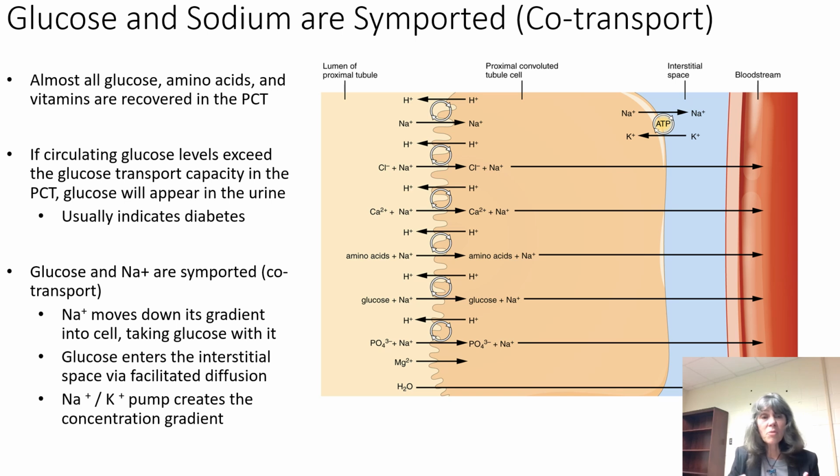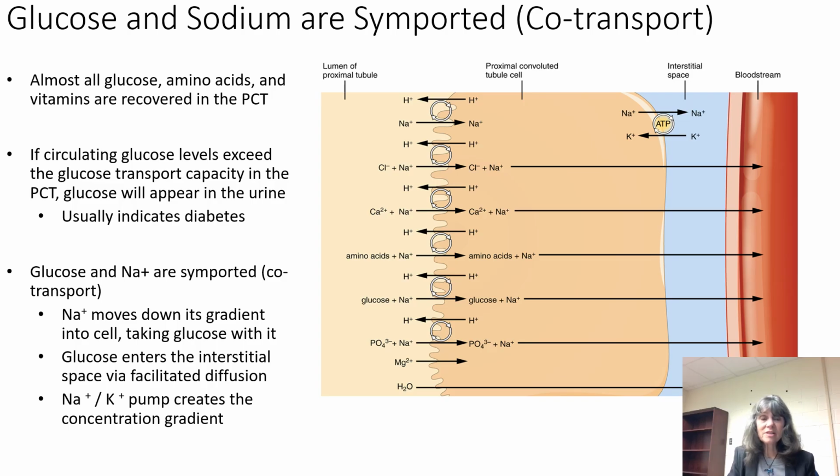So remember that almost all glucose, amino acids, vitamins are going to be recovered in the proximal convoluted tubule. And if circulating glucose levels exceed glucose transport capacity, because glucose has to be brought in with sodium, if they exceed the ability for the glucose molecules to be co-transported in the proximal convoluted tubule, that's when glucose will appear in the urine, and that usually indicates diabetes because we don't want to see too much glucose in the urine.